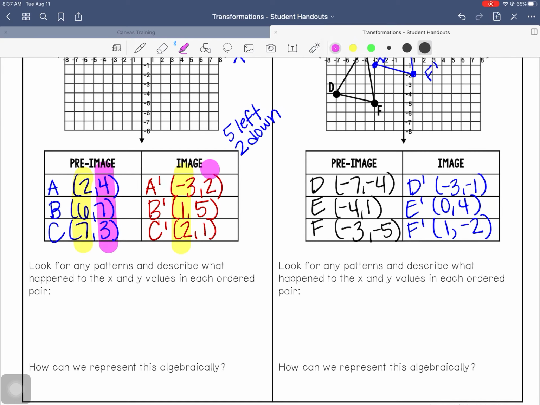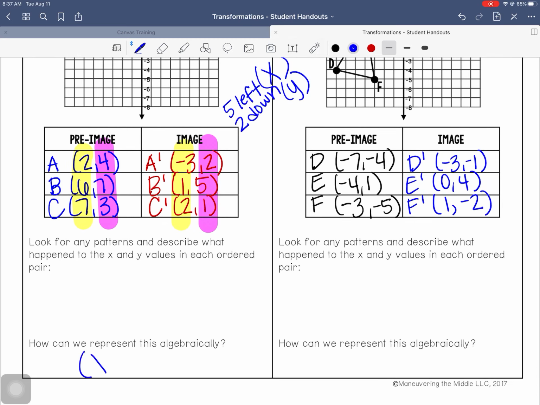6 minus 5 is 1. And 7 minus 5 is 2. If you look at our Y coordinates, it should be going down by 2, because always your X is going to go the direction left, right, and your Y value is going to go up, down. So this should be down 2. 4 minus 2 is 2. 7 minus 2 is 5. 3 minus 2 is 1. So we're going to write a rule algebraically: X minus 5, Y minus 2. That's where we get the points for our image.